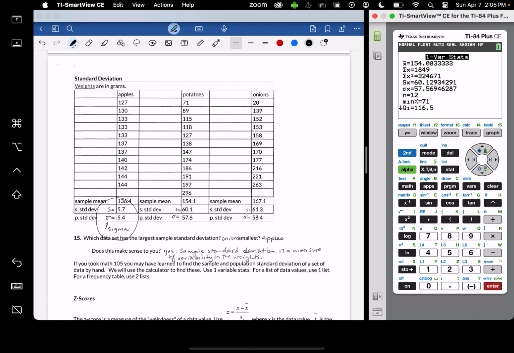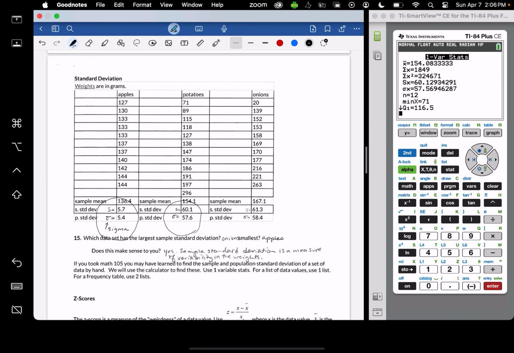Here are the things that I need. The sample standard deviation is 60.1, and the population standard deviation is 57.6. So wow, those are a lot higher. And the cool thing about this example is that I told you that this is a measure of the variation. And you can see that the potato weights vary a lot compared to the apple weights. And that's why we have a higher standard deviation for these. And then the onions are pretty similar to the potatoes. There's a lot of variation in weights.